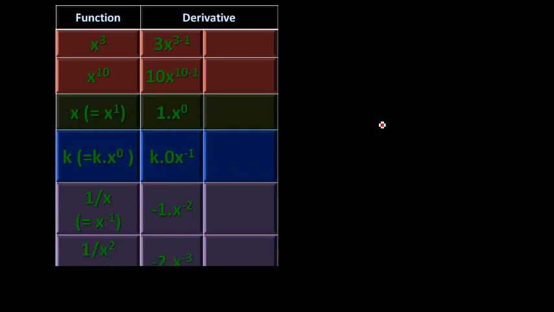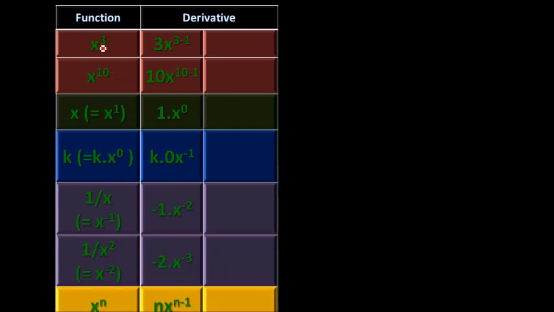So how exactly will you use this? Let's say we have the function x power 3. By the formula n x power n minus 1, it is 3x power 3 minus 1. Therefore, the derivative will be 3x square. If it was x power 10, then it is obviously 10 x power 10 minus 1, which is 9. Therefore, the derivative of x power 10 is 10x power 9. What about x? x can be rewritten as x power 1. Therefore, using the formula, 1 x power 1 minus 1, which is x power 0. Therefore, it is 1, since x power 0 is 1.